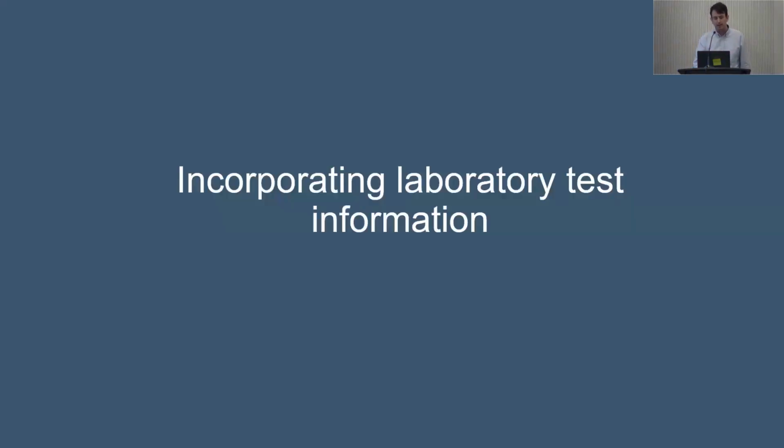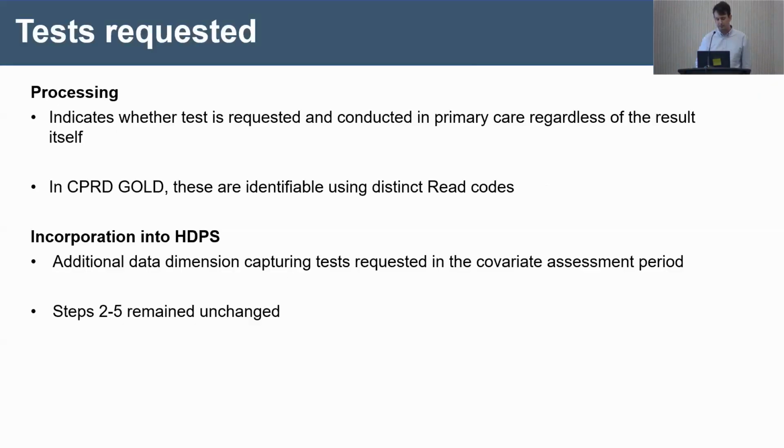So moving on to incorporating lab test information. In this case, we considered both information on requested tests and continuous test values themselves. By tests requested, I'm referring to codes in UK EHRs which indicate a test was requested and conducted in primary care, regardless of the actual result itself. Since in CPRD Gold these are identifiable using distinct read codes, there's very little processing required of this data to incorporate it into the HDPS. We can simply add an additional data dimension capturing the test requested in the covariate assessment period, and then proceed as we would normally do.